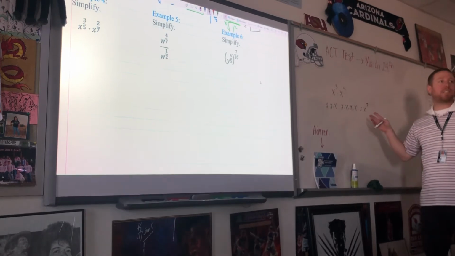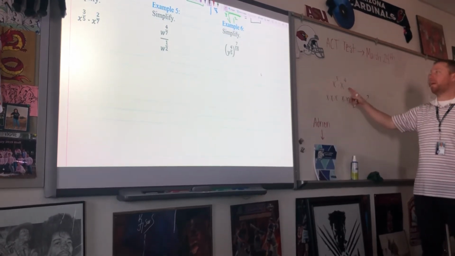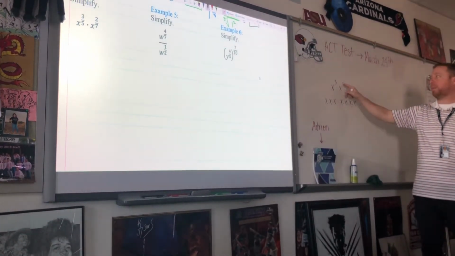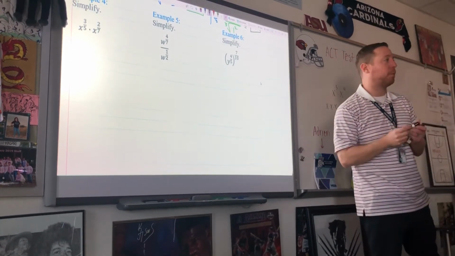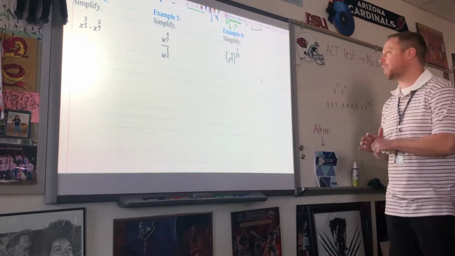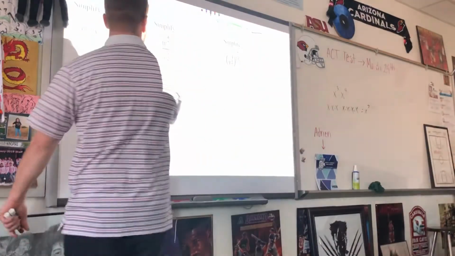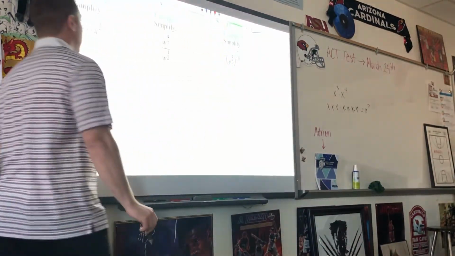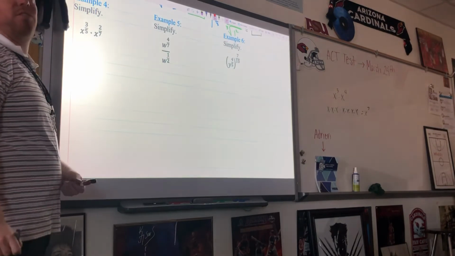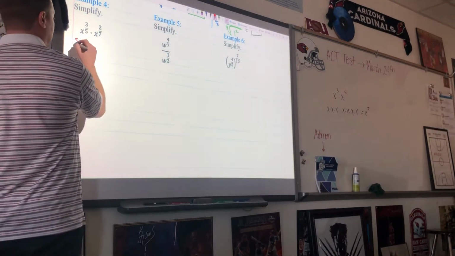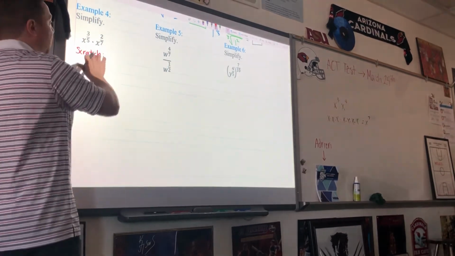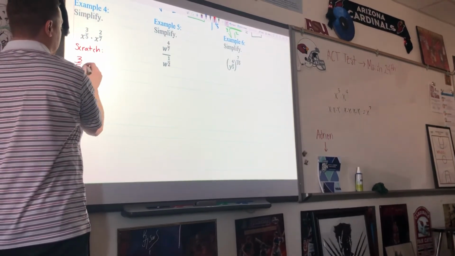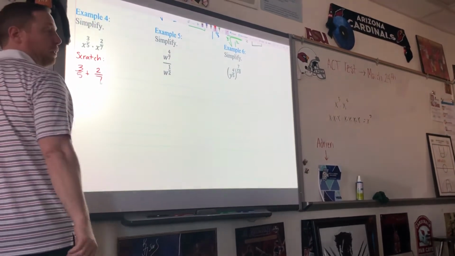I like that visual more than I like you trying to memorize, oh, when the bases are the same and I'm multiplying, you add the exponents. But yes, in essence, what you're doing is adding the exponents. Okay, so since that's true, I'm doing the same thing here. I've got the same base. I've got to add 3/5 plus 2/7. So I'm going to label this as scratch work and leave my x's off for just a minute, and I'm going to do 3/5 plus 2/7.